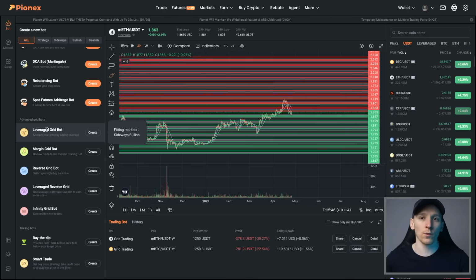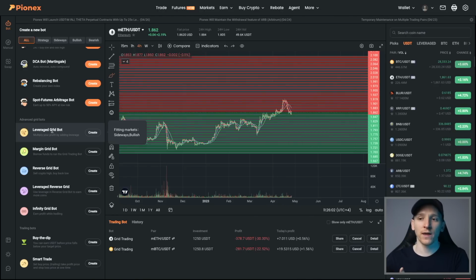There are many variations on the grid bot as well that give us different options depending on how we want to trade. The first one is a leveraged grid bot, and a margin grid bot is pretty much the same thing. This is actually where you use leverage and margin to increase your capital. So you're essentially borrowing money from the exchange here and using your assets to fund any losses.